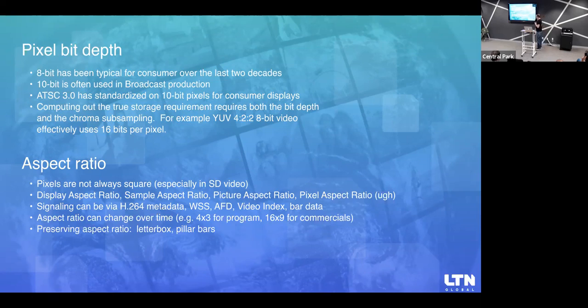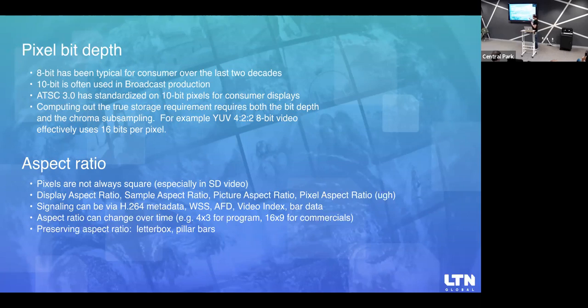AFD is in the same vein, but we have to do it differently in the US just because. Video index, don't care about that. Bar data, don't care about that. The point is, these decisions about aspect ratio impact what you need to do to your video in order to properly preserve aspect ratio, and you end up with really wonky FFmpeg command lines in order to accomplish some of this stuff.